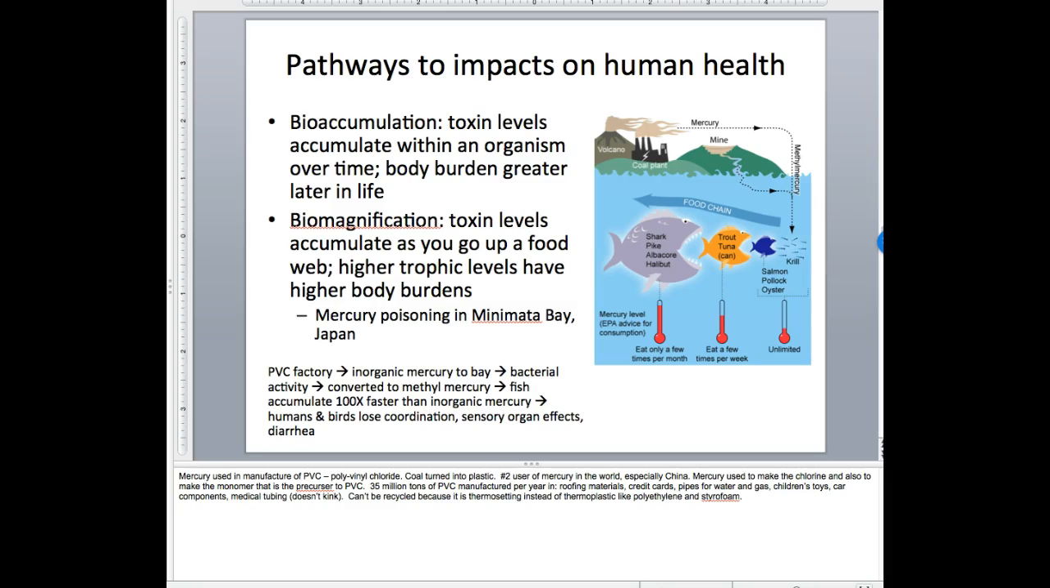And so humans that lived around Minamata Bay were starting to have impacts on their coordination, their sensory organs, they had massive diarrhea, effects on their memory and recognition, and it was discovered that that PVC plant was actually contaminating the bay, the whole food chain in the bay, through these processes of bioaccumulation and biomagnification.